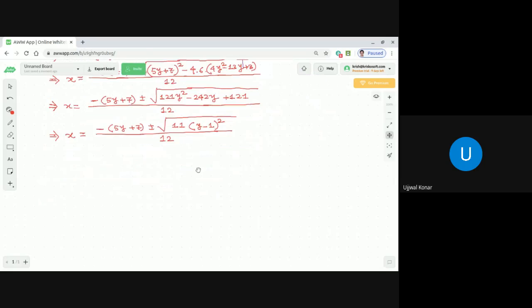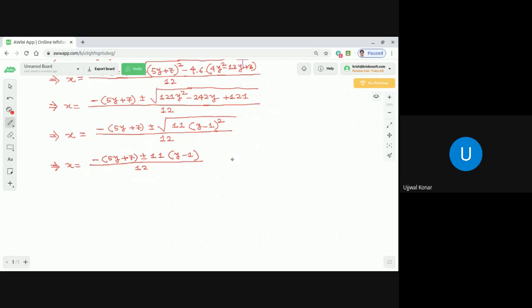So from here, what we are going to get, dear students? This implies x is equal to minus of 5y plus 7 plus minus 11 into (y minus 1) by 12. Correct or not?